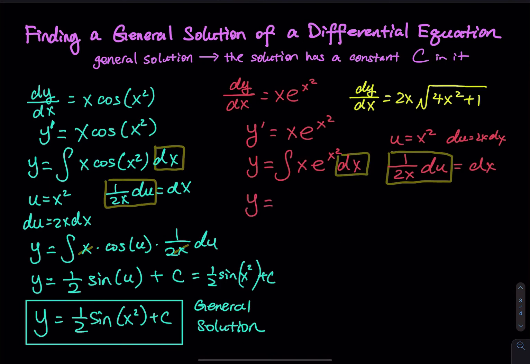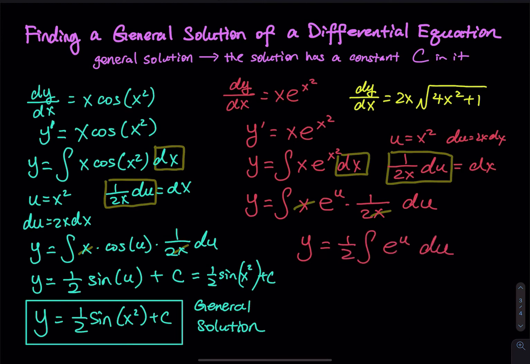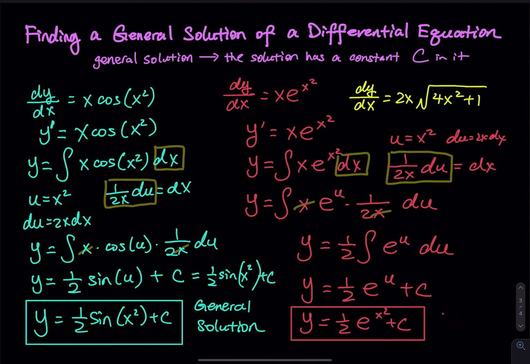So y is equal to the integral of x and then e to the u, and then the dx is 1 divided by 2x du, and then you can get rid of the x. So get rid of the x, get rid of the x, and then y is equal to 1/2 the integral of e to the u du. The integral of e to the anything is just e to the anything. So y is equal to 1/2 e to the u plus c, and then we put the x back. So y is equal to 1/2 e to the x squared plus c, and then there you go. Box that, and this is my general solution.